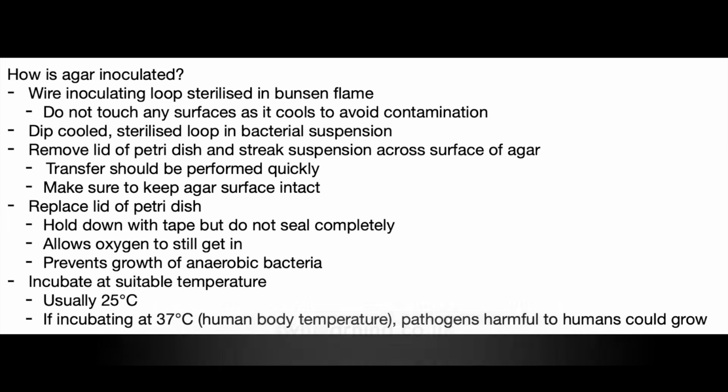You need sterile conditions to prevent the growth of pathogenic bacteria, so bacteria that you don't want present in your experiment. You're going to incubate your petri dish at a suitable temperature, such as 25 degrees Celsius, which enables your bacterial swab to replicate nice and quickly.